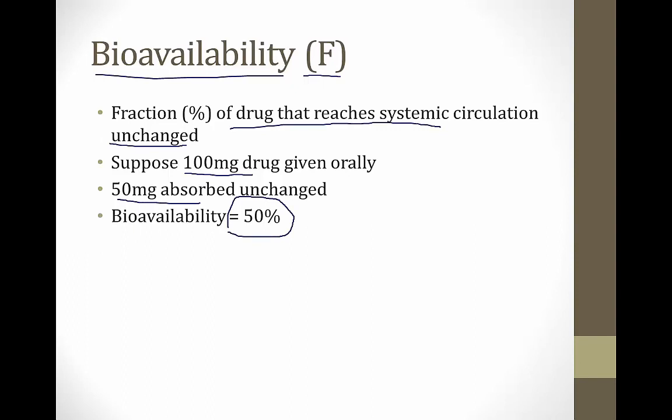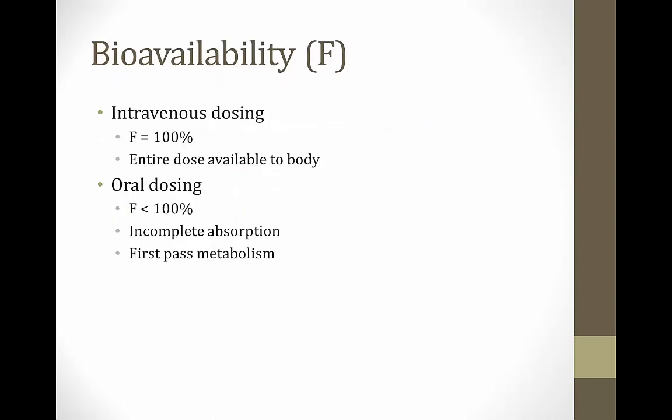This gives us an indication of how much the drug gets altered as it moves its way into the circulation from whatever route you chose to administer it. It's high yield to know that when you administer a drug intravenously, the bioavailability is 100%. You're injecting the drug directly into the systemic circulation, and therefore the entire dose is available to the body.